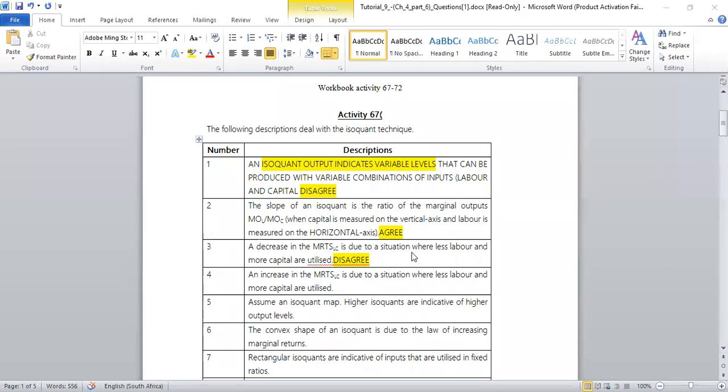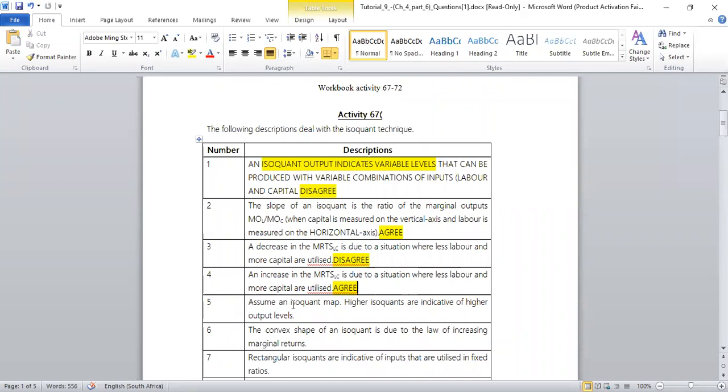Let us move on. Number 4. Here we have already covered this one, because we said if we employ less labor and more capital, our MRTS is increasing. So here we agree. This one agrees, as I've already covered it. Now let us move on to number 5.